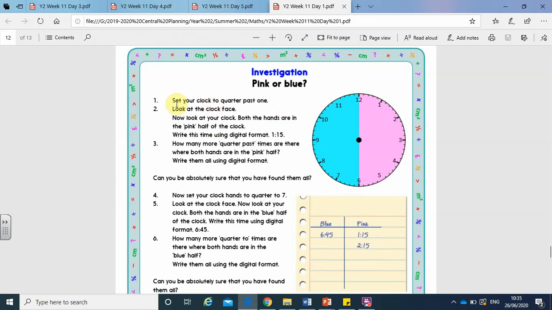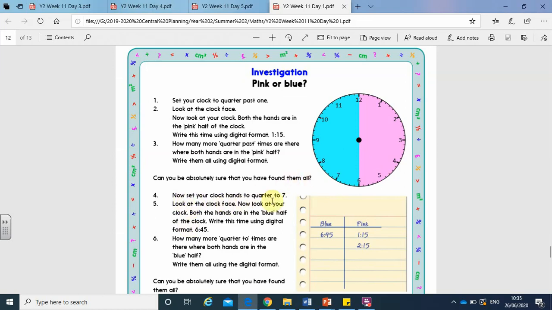So the investigation, number 1, set your clock to quarter past 1. Look at the face. Now look at your clock. Both of them in the pink half, so it'd be 1:15 or quarter past 1. How many quarter past times when both hands are in the pink side? Then the next one, so you write all of those down in a lovely, nice, neat grid there. Have you got them all? Well, I'm sure you will.